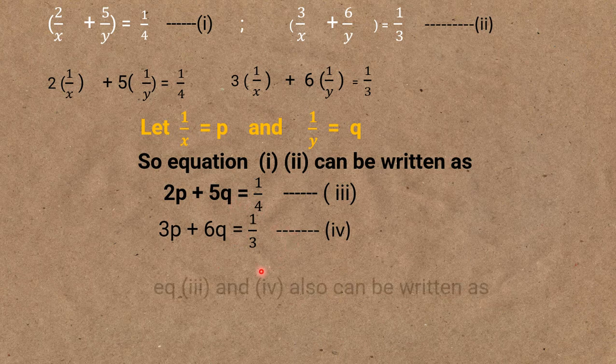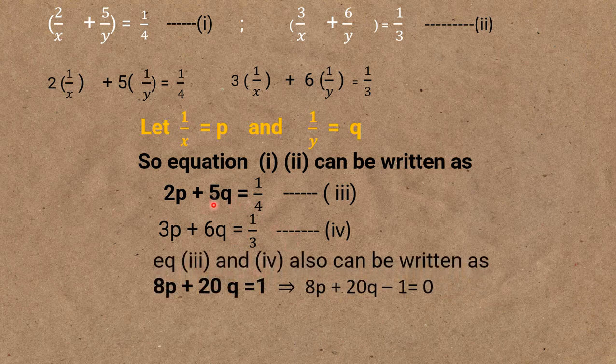So we get the equations as 4 2s are 8p plus 4 5s are 20q is equal to 4 upon 4, which becomes 1. Now this one we have to transpose from the right hand side to the left hand side, and it becomes 8p plus 20q minus 1 is equal to 0.